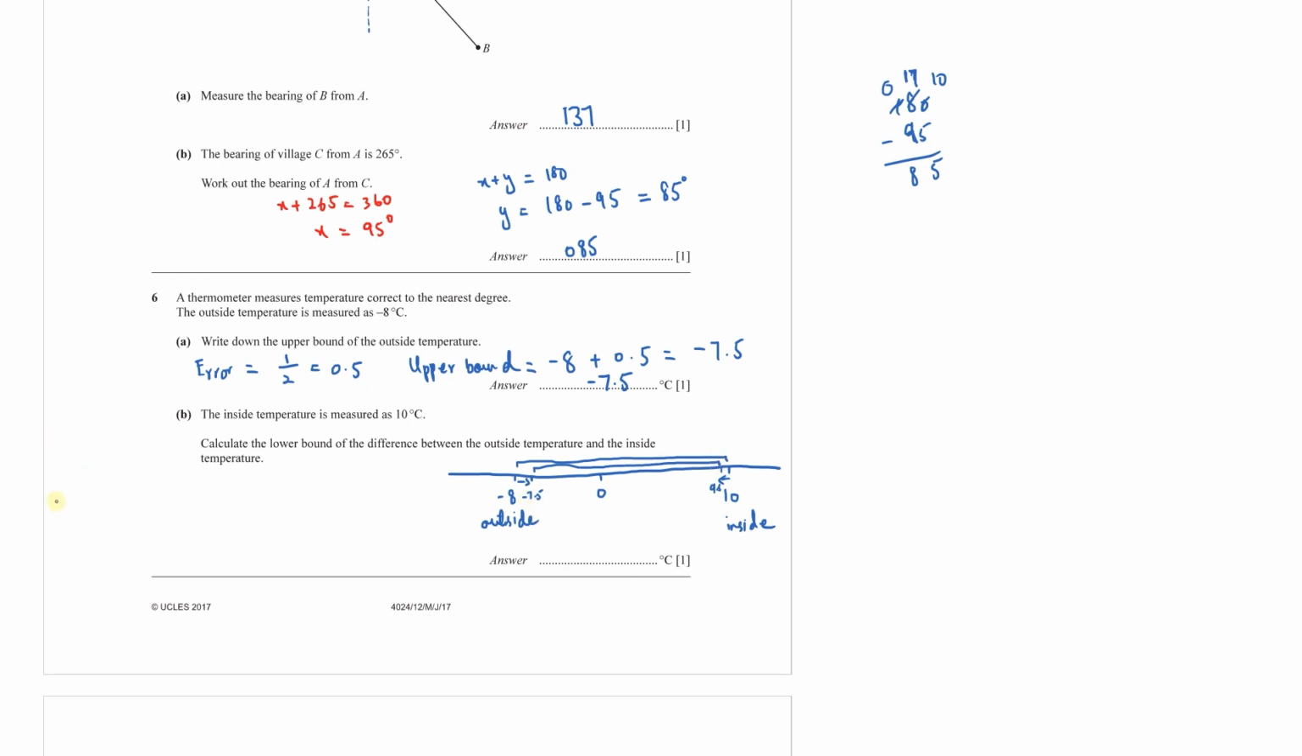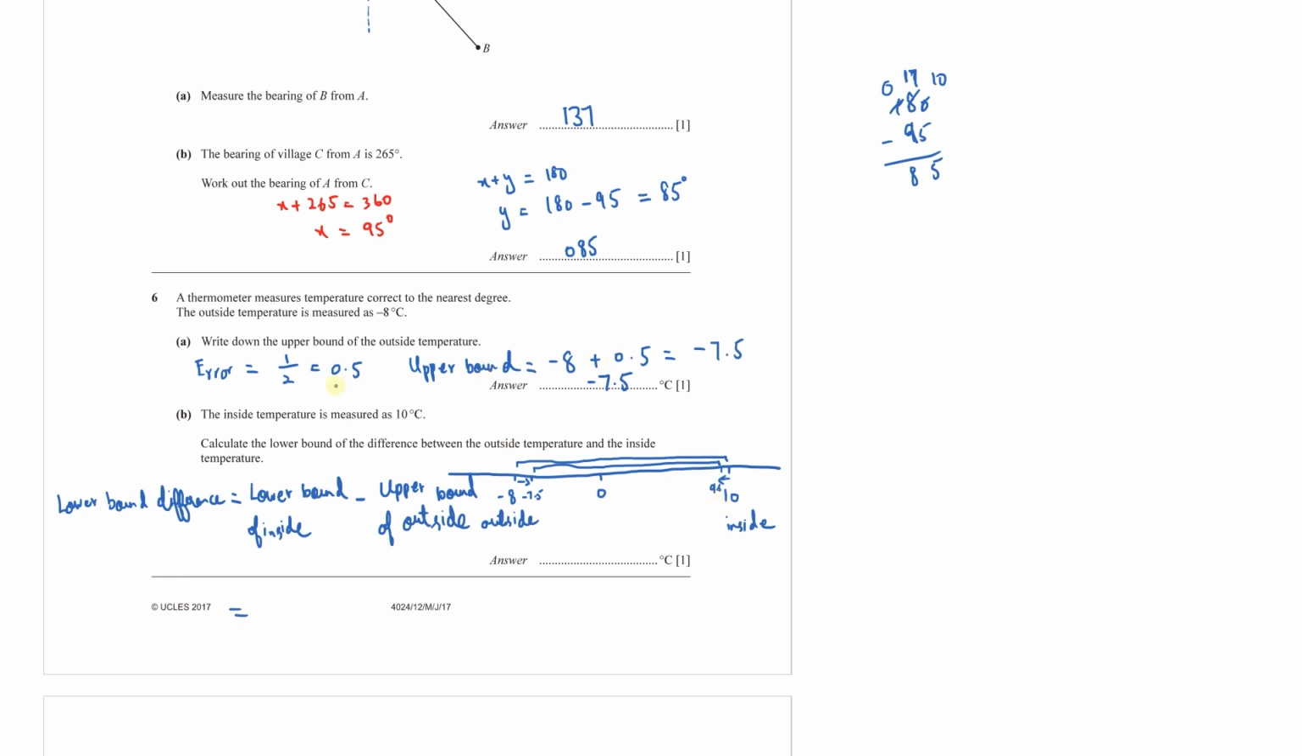So the lower bound of the difference is equal to the lower bound of inside minus the upper bound of outside. So this is 9.5.